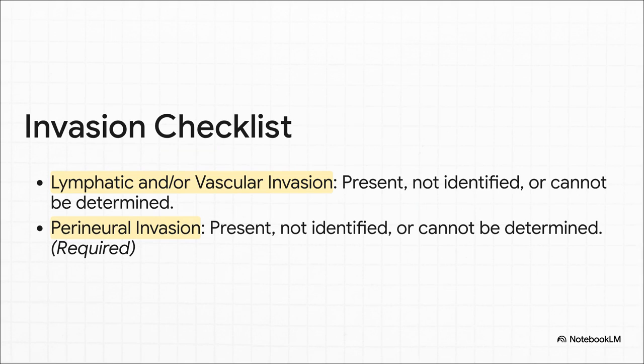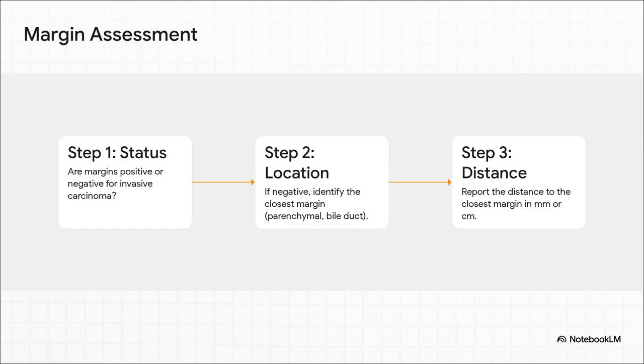So your invasion checklist is basically these two key items now. You're on the lookout for lymphatic and/or vascular invasion, and now you're also required to look for perineural invasion. A simple yes, no, or cannot determine is all you need for each one. For margins, just follow this really simple logical procedure. Step 1, are they positive or negative? Step 2, if they're negative, which margin is the closest one to the tumor? And step 3, measure that distance. That right there gives the clinical team clear, actionable information about how complete the resection was.